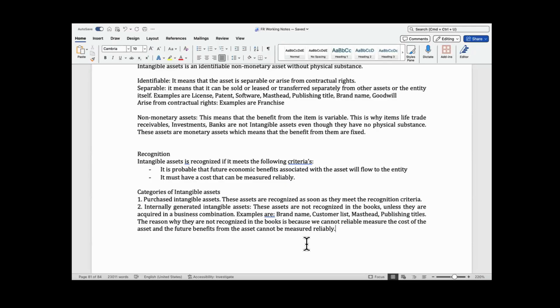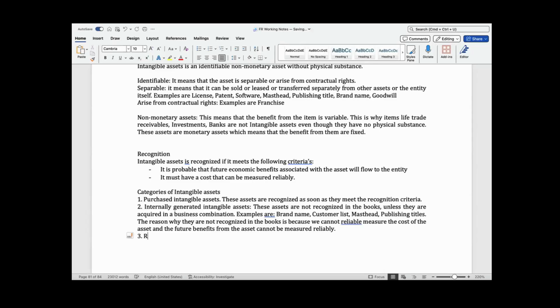Because of this reason, that's why in a business combination, we now know the cost. We can now measure the cost because we are now paying for it. Somebody is paying for the brand name. Somebody is paying for the customer list. Now we have the value. Okay. So basically, that is an internally generated intangible asset.